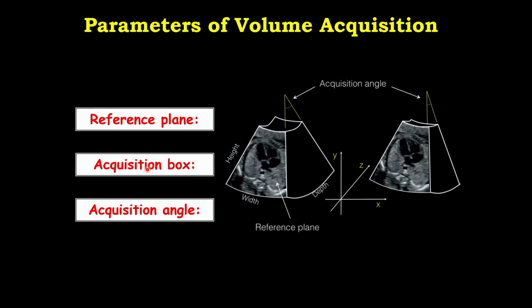So what do we need in terms of image optimization? What parameters should we adjust in order to obtain the best volume? First of all, we need to decide at what reference plane we are going to obtain the volume. Most of the time for the heart, it's either the four-chamber view or the sagittal plane that demonstrates at least the aortic arch. We need to decide on the acquisition box. Usually the acquisition box should include the whole area of interest, and we need to decide how deep or how wide that angle is going to be, so we need to adjust the acquisition angle.